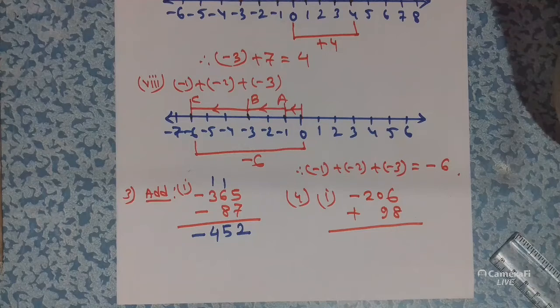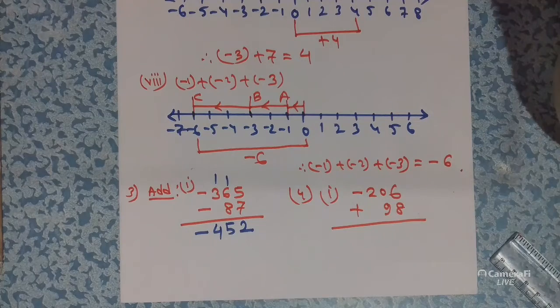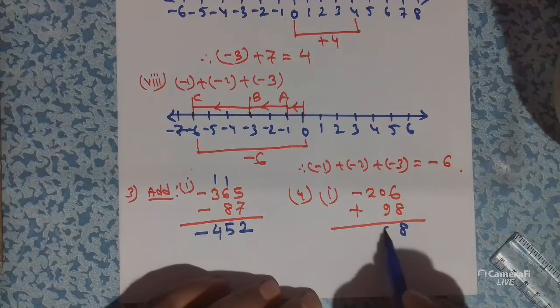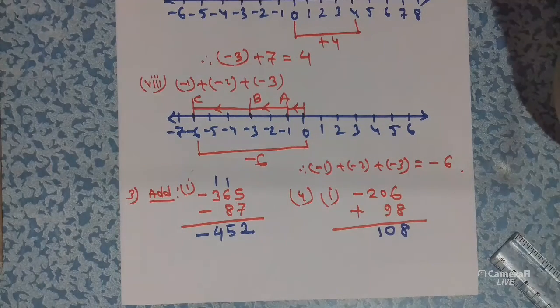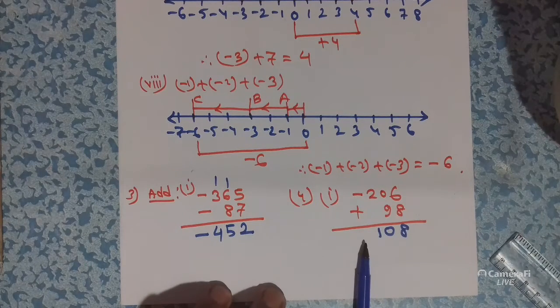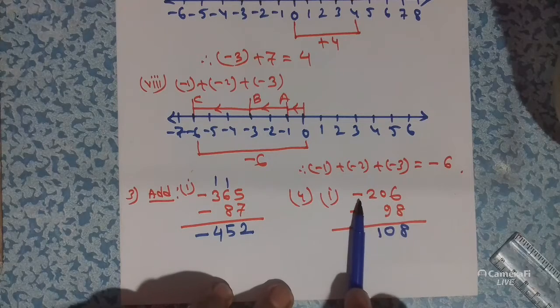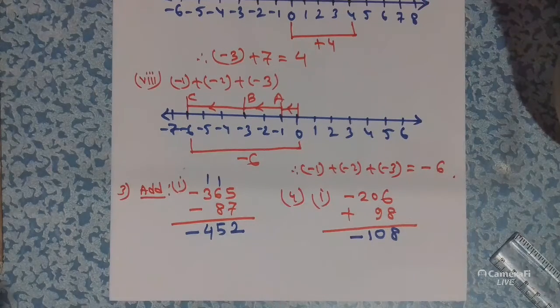So here students, you can see that the integers are different. That means one is a negative integer and another one is a positive integer. So that means we have to subtract these two integers. So subtract it. It is 108. Now what will be the sign of the result? So always give the sign of the largest. So here 206 is largest and its sign is negative, so we have to put negative. Understood?